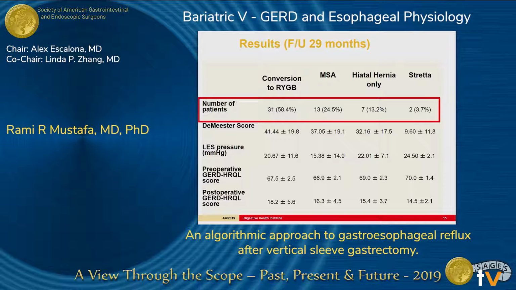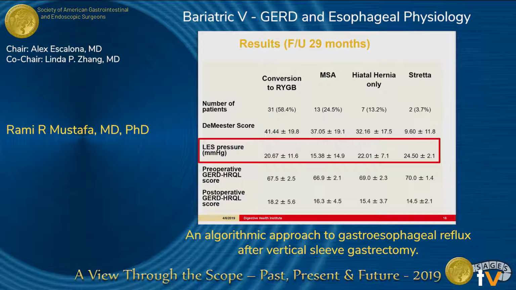And the reasons that we used to convert them to a bypass is if their BMI remained over 35, or if those patients were identified to have abnormal sleeve morphology. 13 patients underwent magnetic sphincter augmentation. 7 patients had a hiatal hernia repair only, and 2 patients underwent radiofrequency energy delivery.